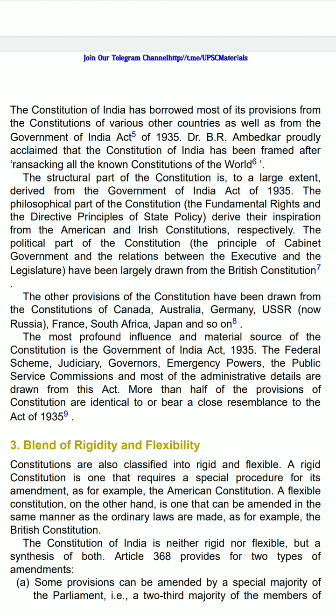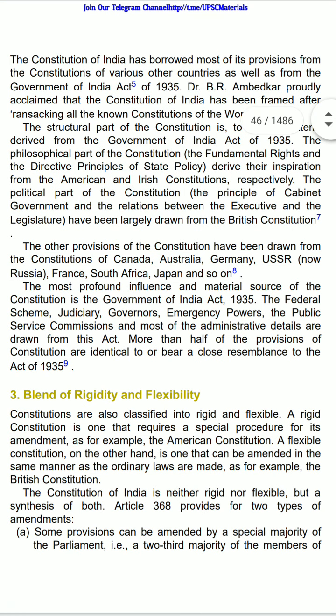The other provisions of the Constitution have been drawn from the constitutions of Canada, Australia, Germany, USSR (now Russia), France, South Africa, Japan, and so on. The most profound influence and the material source of the Constitution is the Government of India Act 1935. The federal scheme, judiciary, governors, emergency powers, the public service commissions, and most of the administrative details are drawn from this Act.